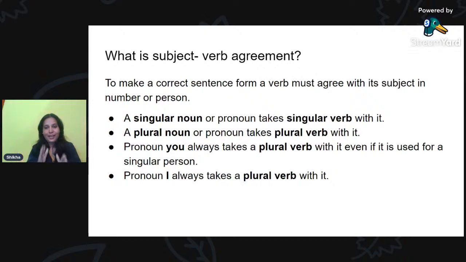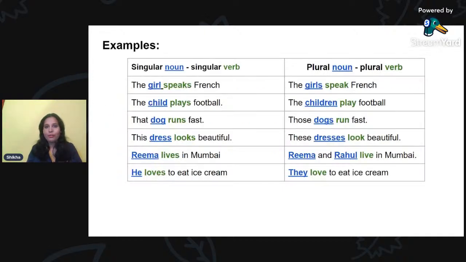Okay, these are the basic points which you must remember. Okay, moving forward, we have got some examples. On the left hand side, we have got singular noun with singular verb, and on the right hand side, we have got plural noun with plural verb.